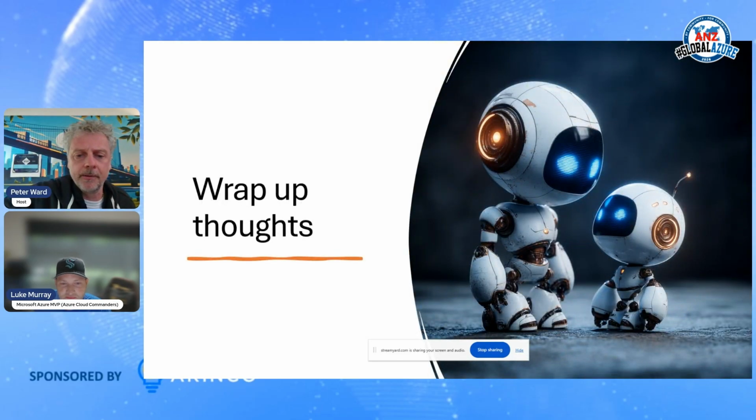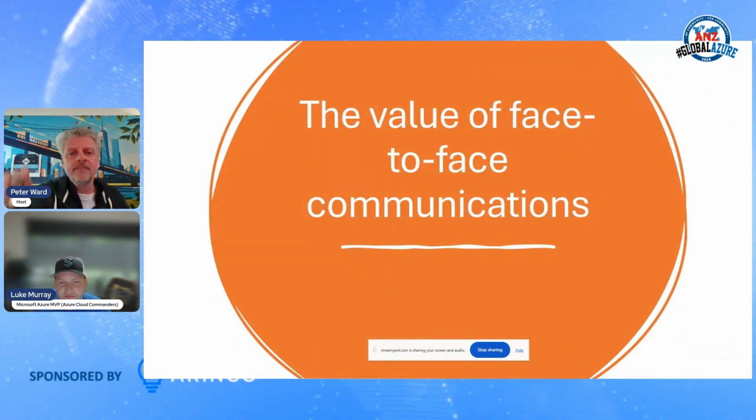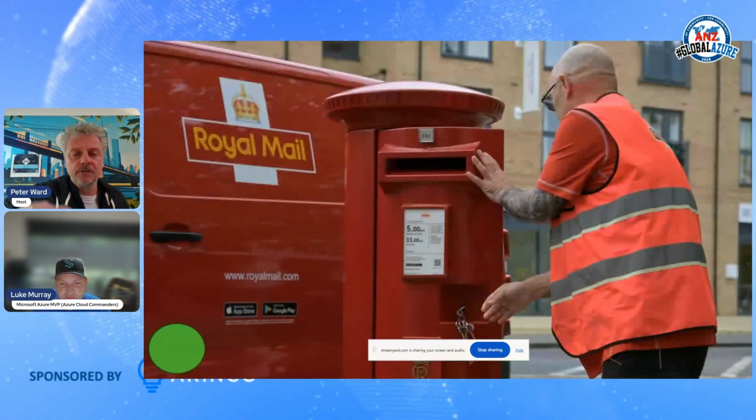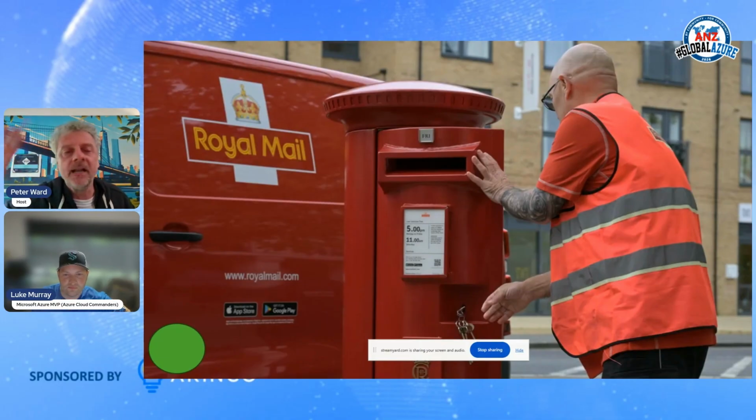So let's wrap up with some final thoughts. The value of face-to-face communication is super important, and that cannot be replaced with technology. The Royal Mail spent hundreds of thousands of dollars figuring out how to improve their service, and they couldn't figure out what was going on. Where the service was very, very good, the perception was low. Where the service was not good, the perception was good.